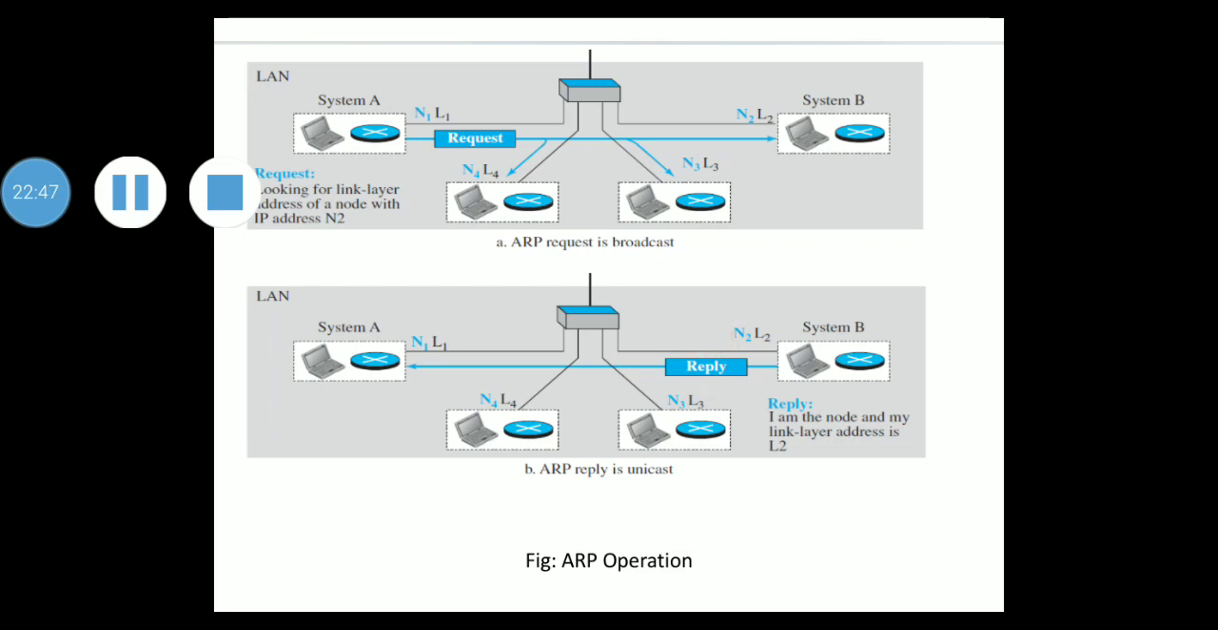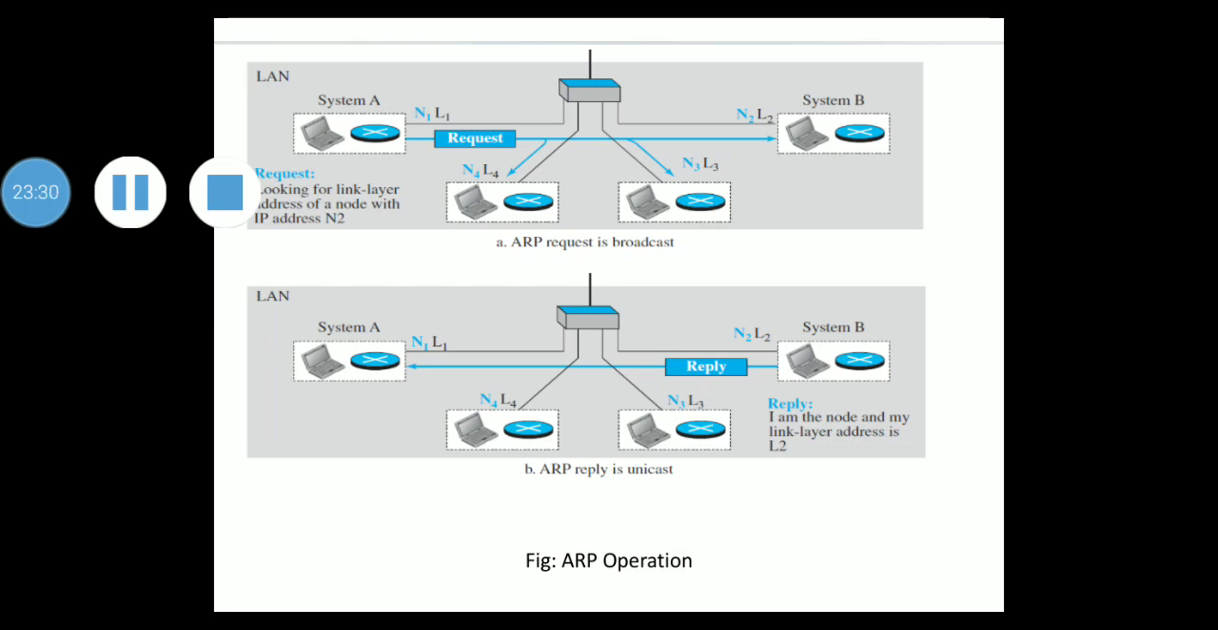The response packet contains the recipient's IP and link layer addresses. This packet is unicast directly to the node that sent the request. You can see this reply coming directly to the system from which the packet was sent. In this figure, the system on the left, labeled A, has a packet that needs to be delivered to another system, labeled B, with IP address N2.